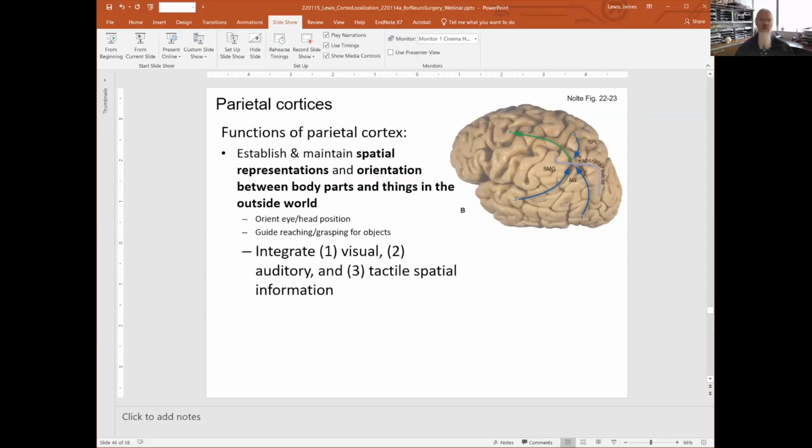Parietal cortices in 1 minute or less. So the parietal cortex is where, again, you're getting information from all the senses, your auditory, visual, somatosensory, coming in here to establish and maintain a sense of spatial relationships of things relative to you in the outside world.